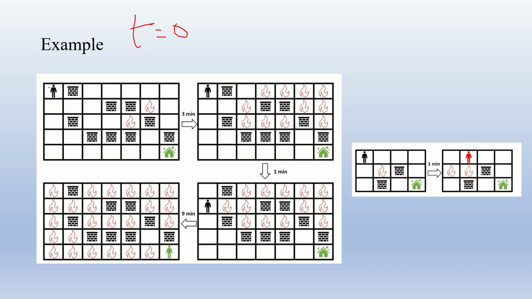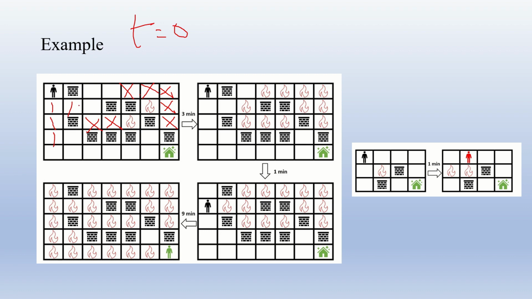At time is equal to 0, the person is at the initial position. When the person moves here, the fire cell will spread the fire to the adjacent cells. At the next move, the person can either move to here or here. This fire cell will spread fire to here and here. This fire cell will spread to the adjacent cell, and this fire cell will spread.